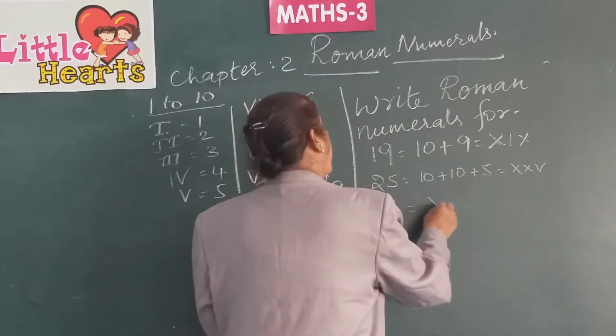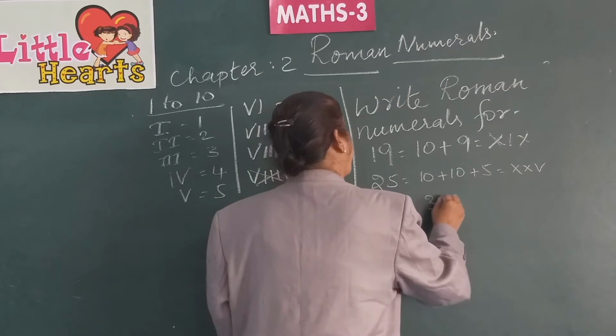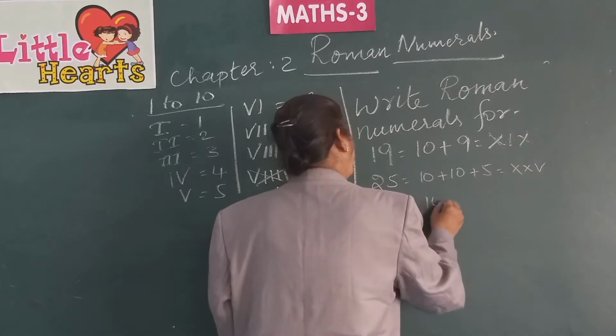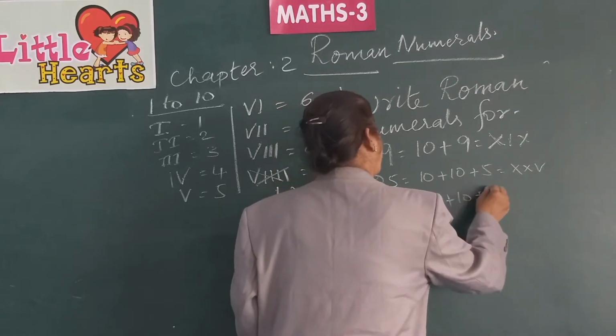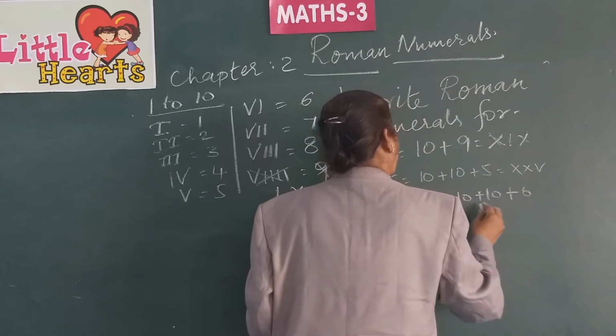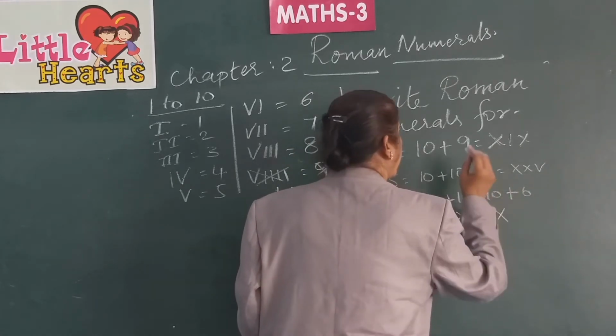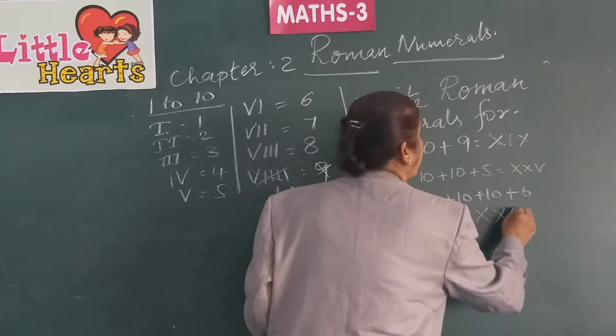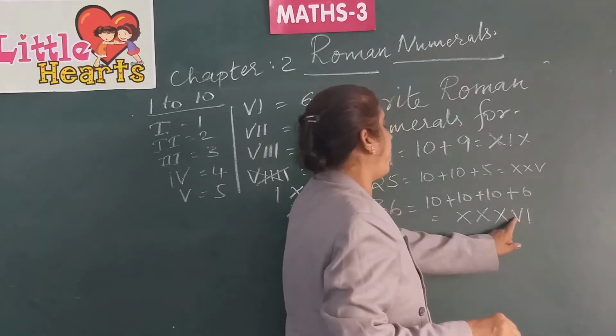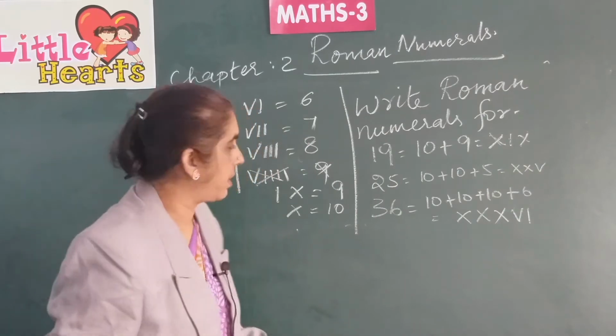36. 30 plus 6, or 10 plus 10 plus 10 plus 6, that is XXX. 6 is 5 plus 1, we should write 1 to the right side of V. XXXVI is 36.